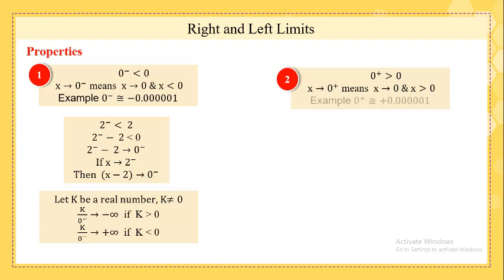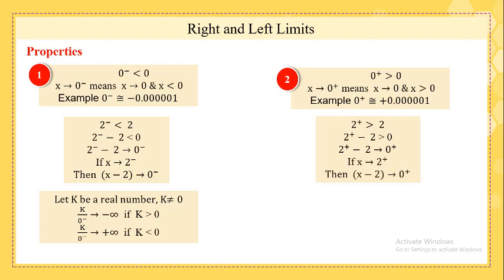Now, for 0 plus, it's greater than 0. x tends to 0 and is greater than 0. As an example, 0.000001. So, 2 plus is greater than 2, and 2 plus minus 2 will be greater than 0. If x tends to 2 plus, now x minus 2 tends to 0 plus.